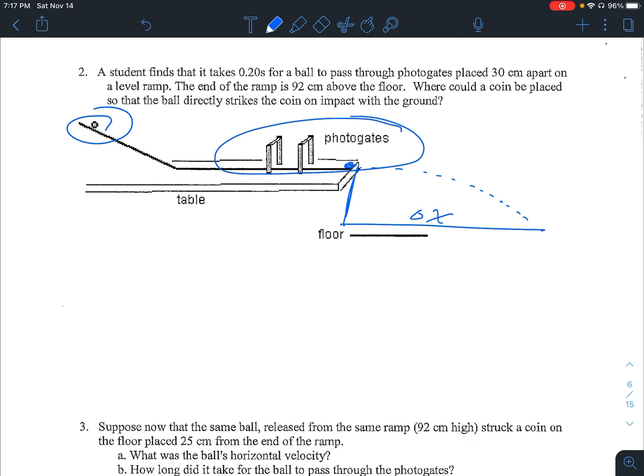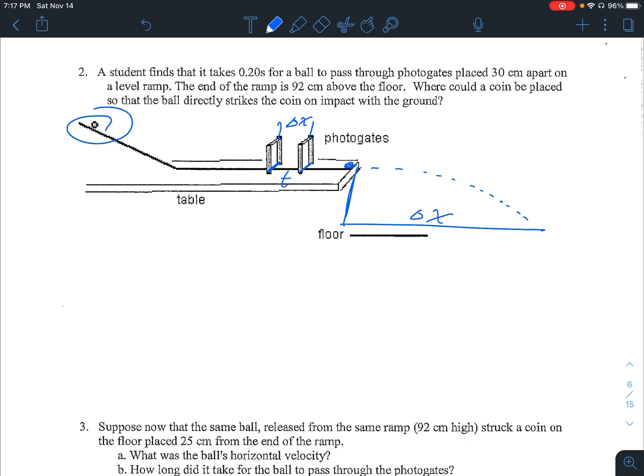Photo gates, just like the word intends, photo meaning light, gate meaning a path where you're going through. We actually have these in the classroom. We don't use them a whole lot because we do have the motion sensors, but before motion sensors, they had these basically beams of light that would go from one sensor to the other, and you can set this distance. Every time the ball goes through each photo gate, you have a time. So you know the time to go through here.